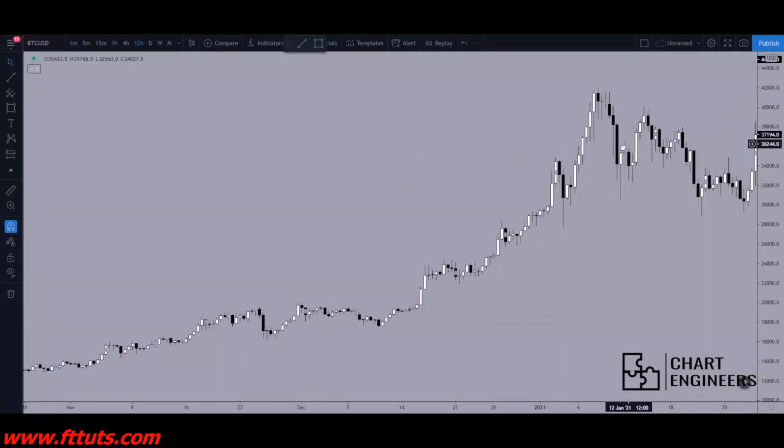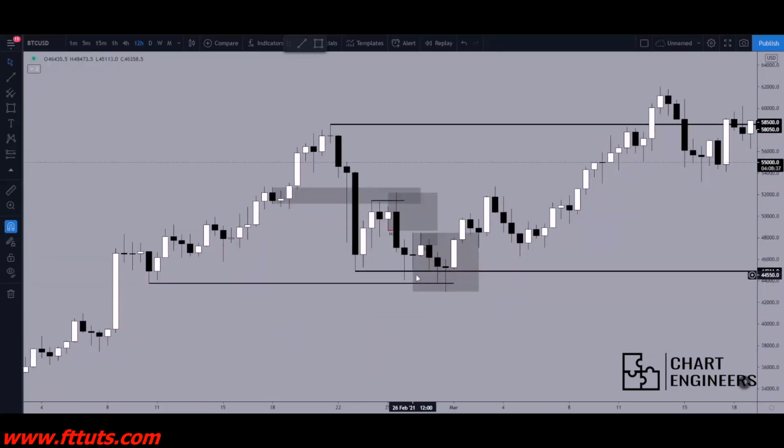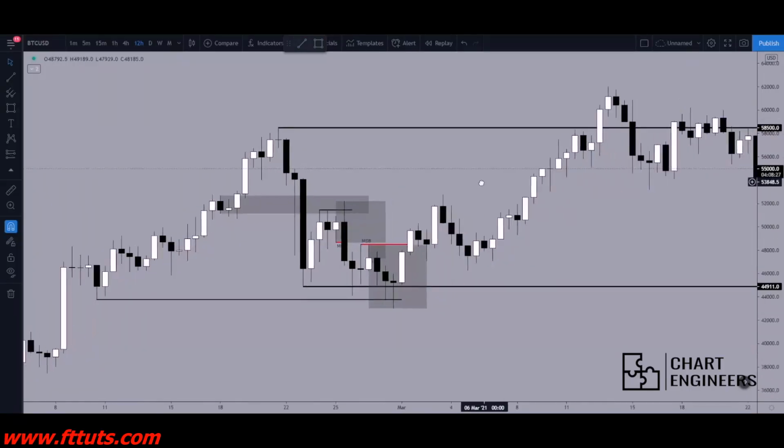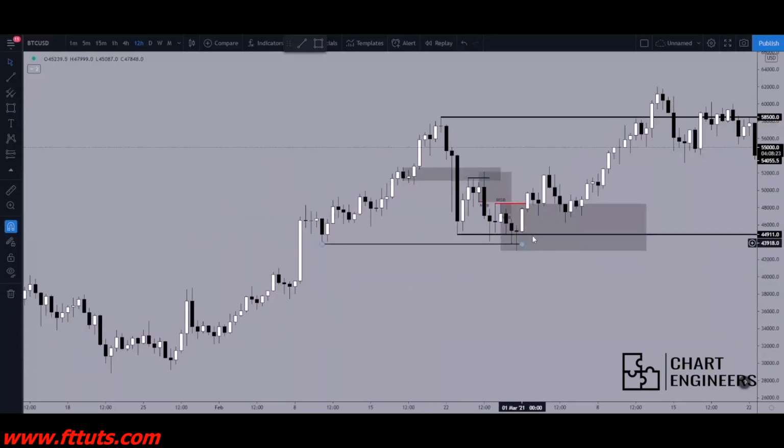But now if we go back to the 12 hour, we will be able to see that the market has now created this 12 hour breaker zone, and then we did break our 12 hour breaker zone high here. So this is going to anticipate that there is some buy-in in the bottom part of this downtrend.